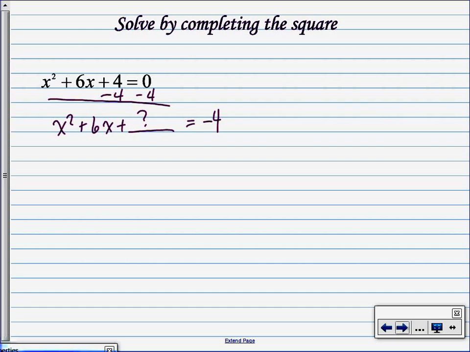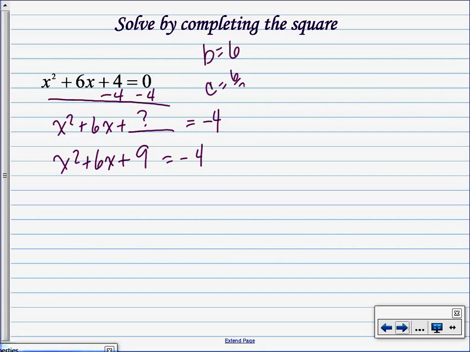So I want to complete the square on this side. So my b is 6, and what do I do to that 6? Divide by 2 and square it. So what do I get? 9. So this becomes x squared plus 6x plus 9. If I add something to one side of the equal sign, what do I have to do? Add it to the other side. Okay, b equals 6, right? So my c is going to equal 6 divided by 2 squared. Remember, we have to square it. Just like on the last screen, I'm going to take my b and divide it by 2, and then square it, right?